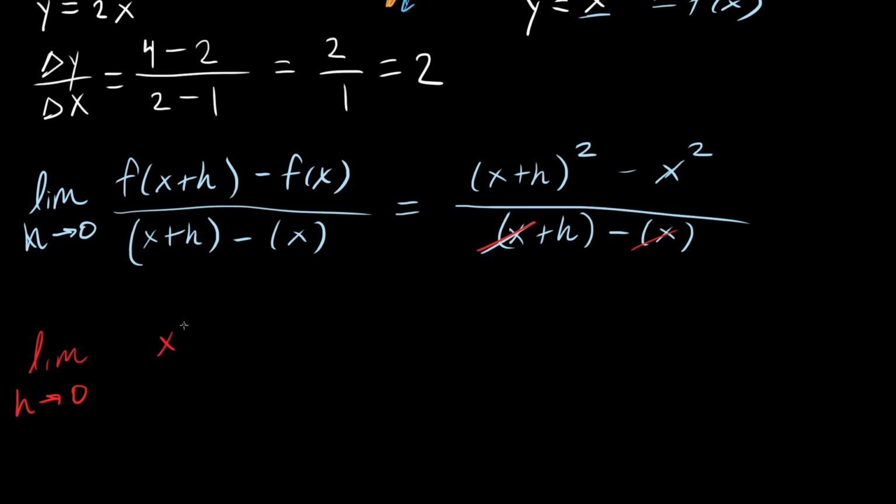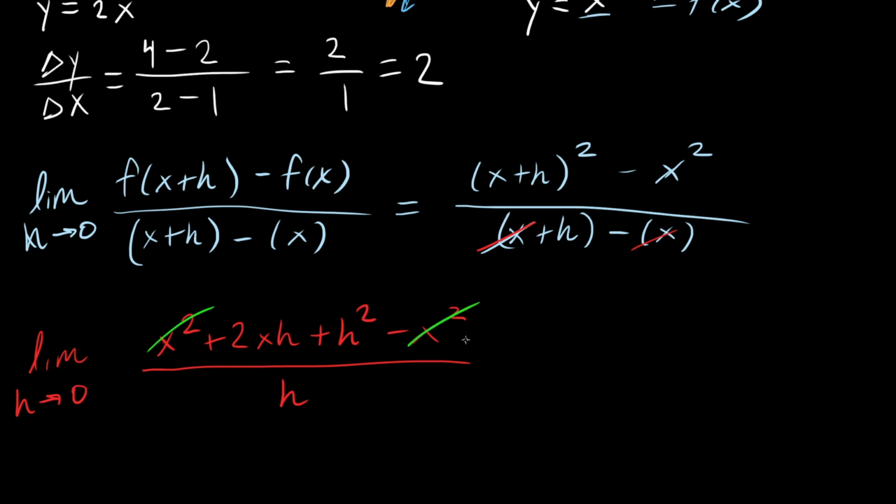We get x squared plus 2xh plus h squared. This turns into this. It's just polynomial factorization. And then there's an h on the bottom. So on the top, these cancel. And now we could factor further.